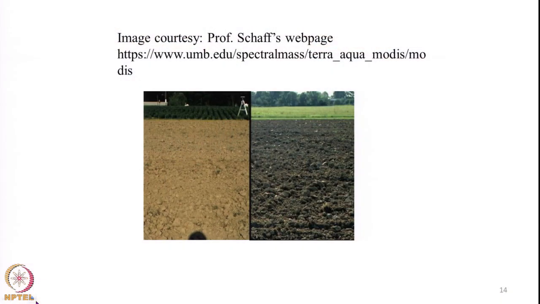This is another example, not only vegetation but also soil. This is again a backward photograph, this is a forward photograph, showing how soil looks. Here the same soil, same field, this looks much brighter, this looks extremely dark. This is just because of the change in view angle and the nature of the reflecting surface.